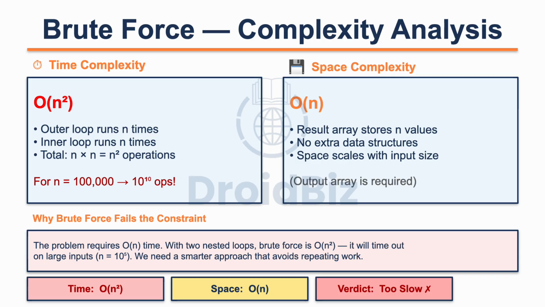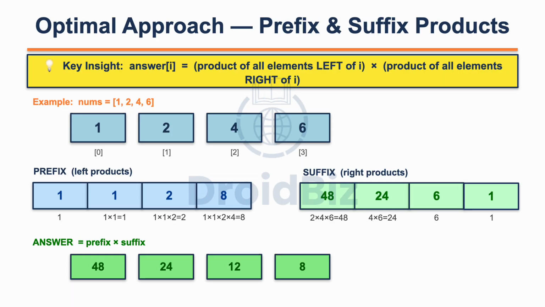So the verdict is, the brute force approach is correct but far too slow. The problem explicitly requires big O of n time, and we are at big O of n squared. We need to find a smarter approach that avoids repeating the same multiplications over and over. That's exactly what the optimal approach does. Let's see it next. Now, let's look at the optimal approach.